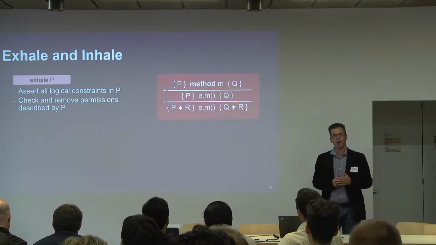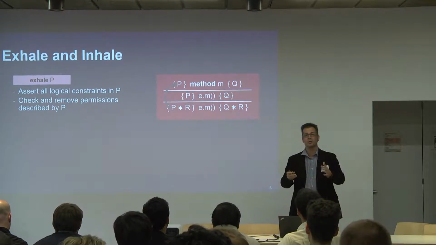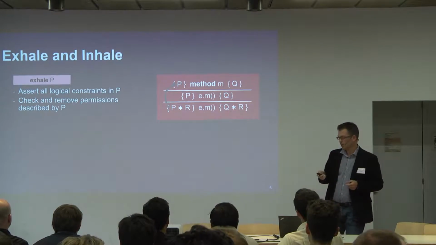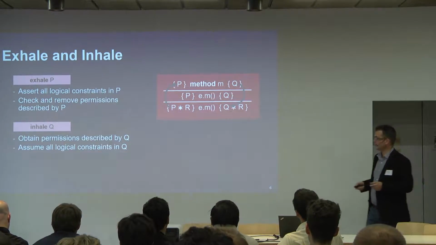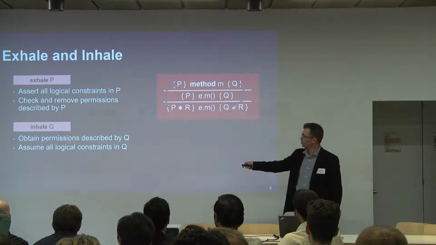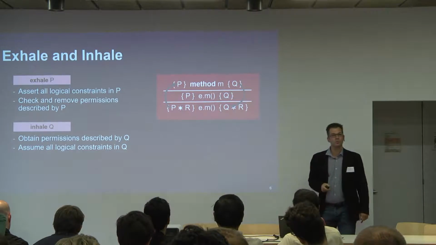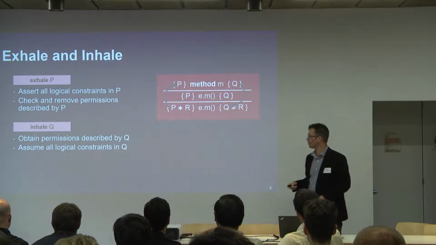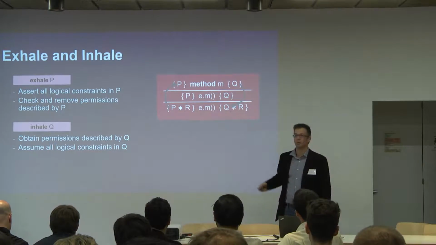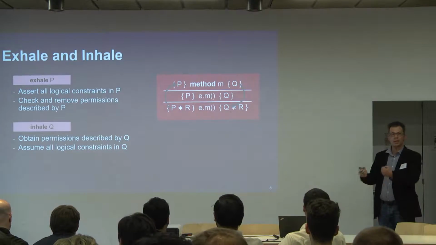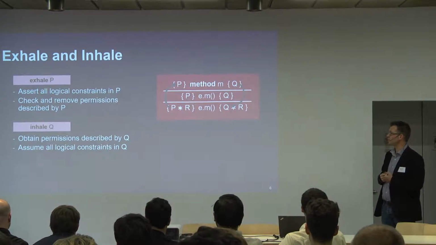So it models the part of the permission transfer where you give something away, like what's happening when you make a call. The dual operation is inhale. Again, inhale takes an assertion Q, and it obtains all the permissions that are described by Q. In addition, if Q also contains logical constraints, like x greater than 0, you assume those properties. Okay? That corresponds to the second half of the transfer, when you get something. We say you inhale it.